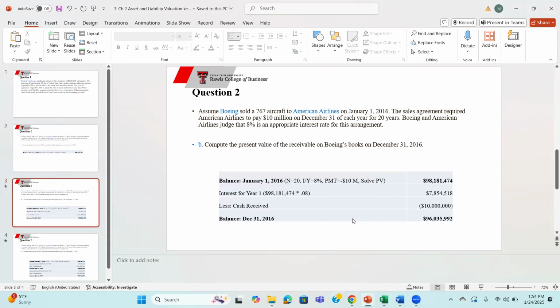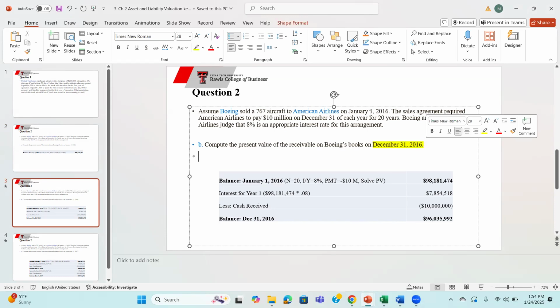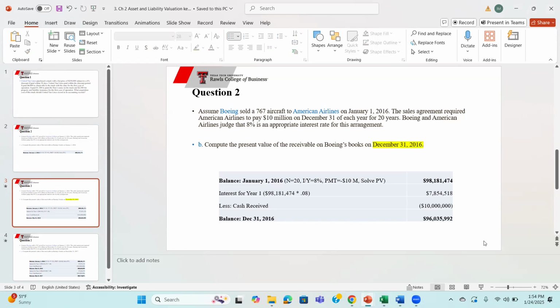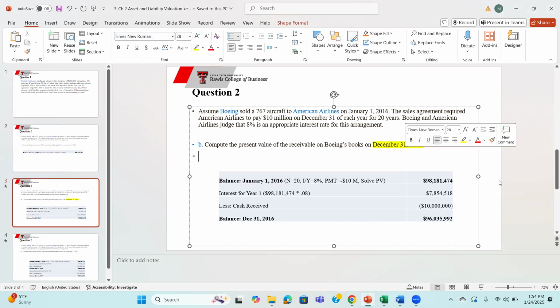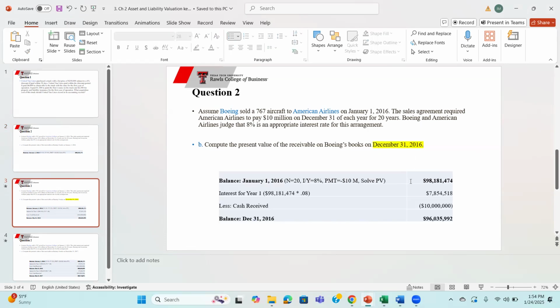So the next argument is compute the present value receivable on Boeing's book on December 31st. So the date is very important for this type of math. You can see that the previous one, we have January 1, 2016, but this one December 31st, 2016. So this is 1 year ahead, right?